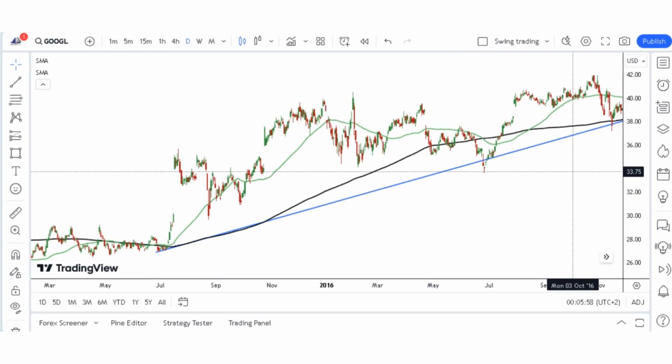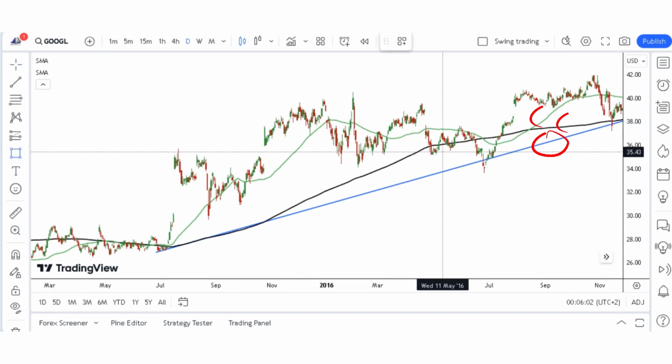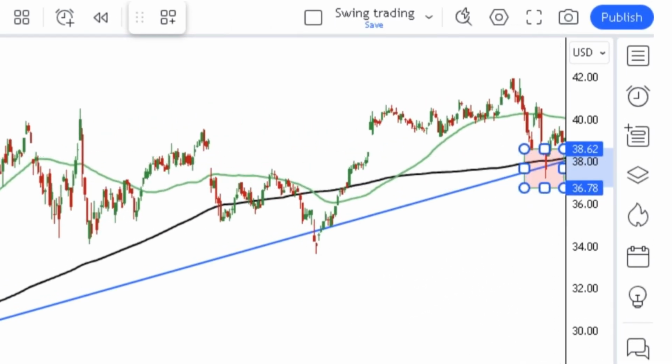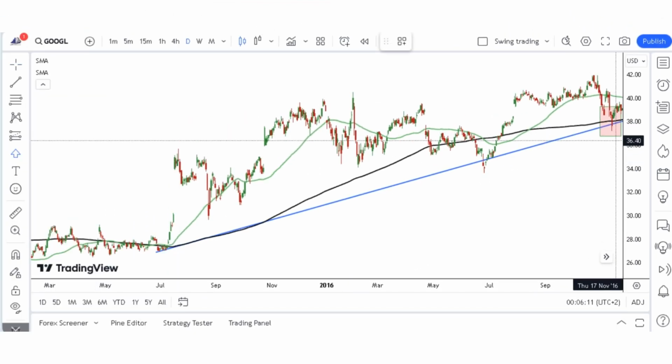Lastly, let's consider the scenario where moving averages converge with trend lines. In the daily chart of Google, we see that the 200-day SMA is converging with an upward trend line. This convergence could indicate a strong support level and a potential entry point for a long position.